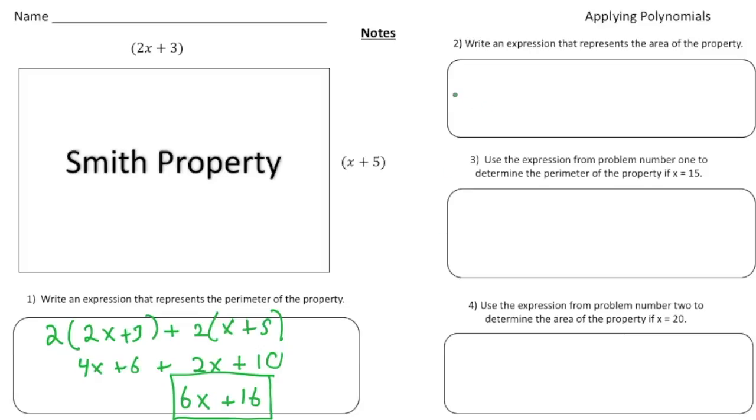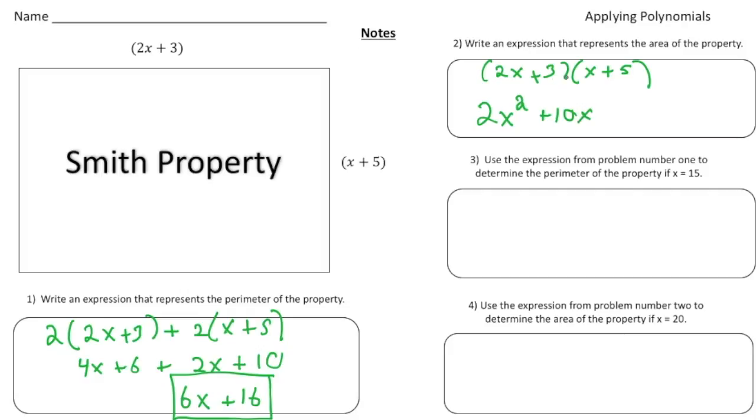Part 2 says write an expression that represents the area of the property. So to find the area, we need to multiply 2x plus 3 times x plus 5. And because we're multiplying two binomials, we have to use FOIL, right? So when I multiply 2x times x, I get 2x squared. When I multiply the outside terms, 2x times 5 is 10x.